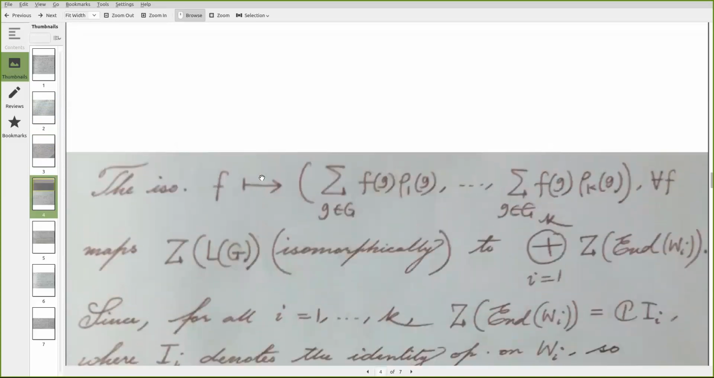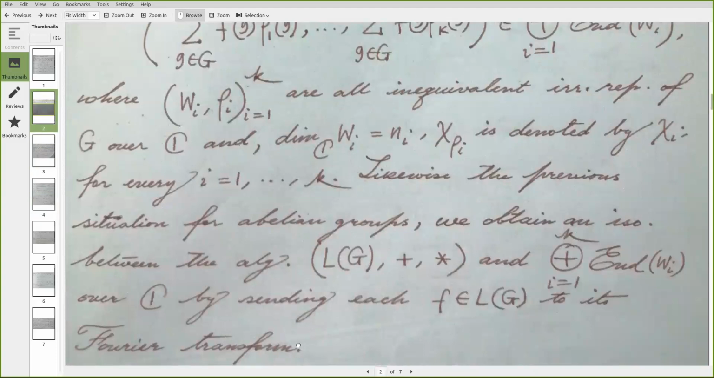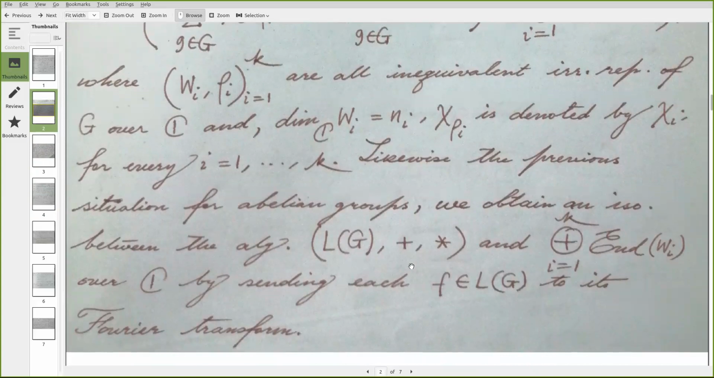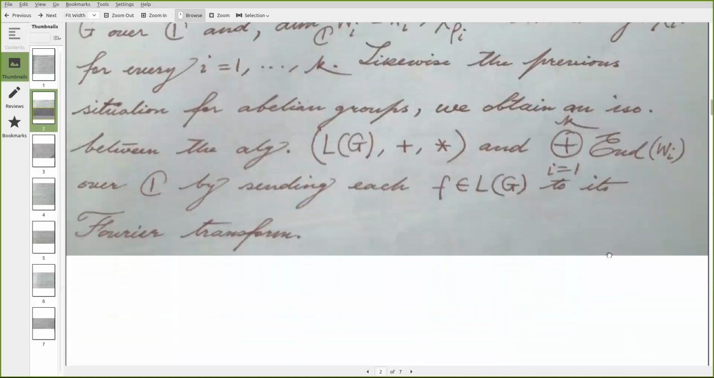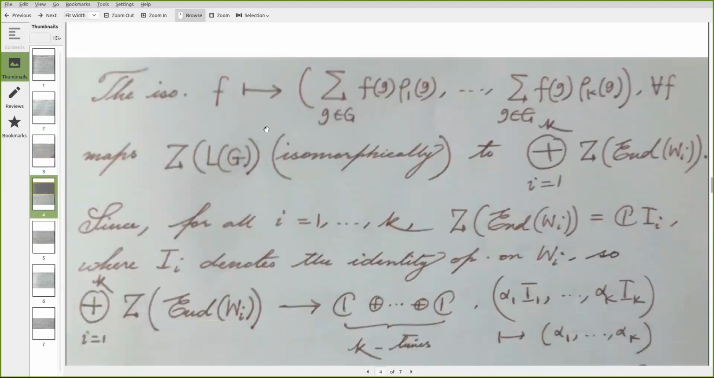As I have just said, in fact, we have seen that sending F to its Fourier transform establishes an isomorphism between these two algebras over C. When this is an isomorphism between two algebras, that isomorphism sends the center of one to the center of the other. So F is being mapped to its Fourier transform, which maps the center ZCG to the center of the direct sum of endomorphism algebras, and the center of the direct sum of endomorphism algebras is nothing but the direct sum of the centers of the individual algebras.